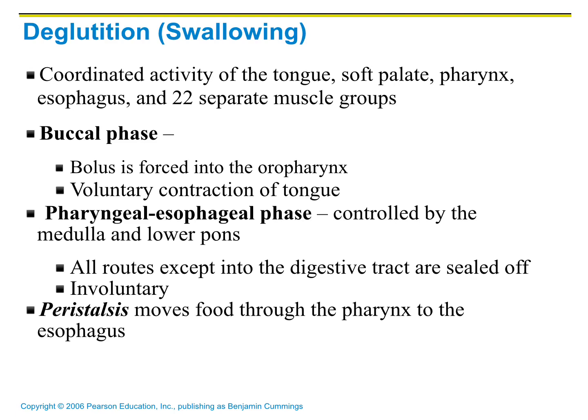We have the buccal phase, which is that part where the tongue is throwing the food or the bolus to the back of the throat. This is voluntary. Now understand, there's 22 separate muscles that are actually involved in deglutition. And then we have a second phase called the pharyngeal esophageal phase. And this one is not consciously controlled, it is involuntary. And what it does is seals off all the routes, right?